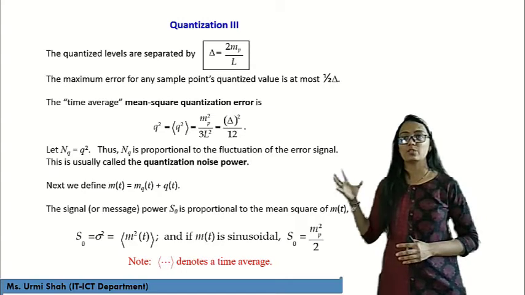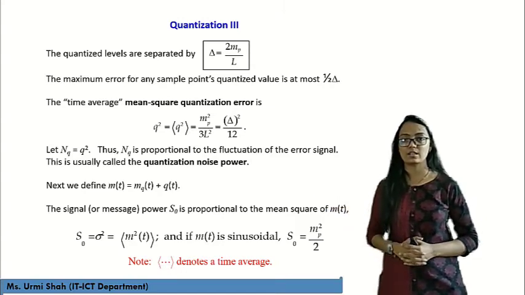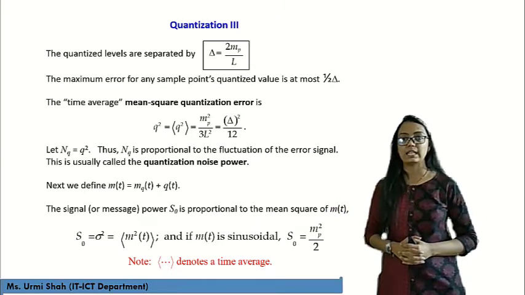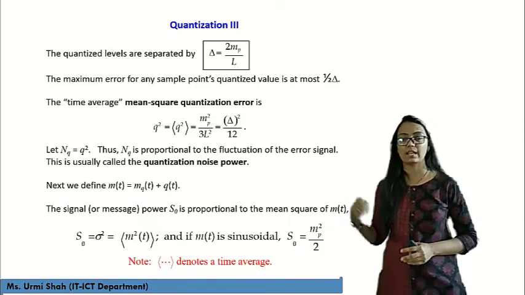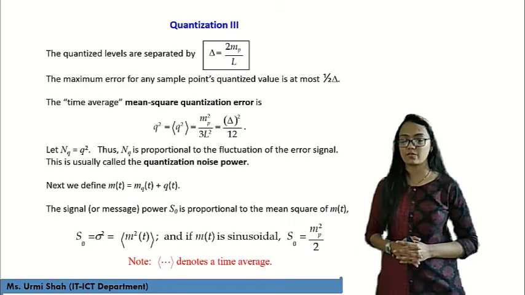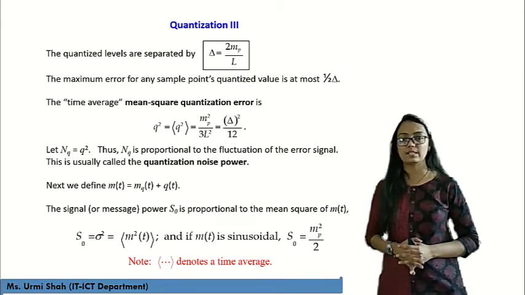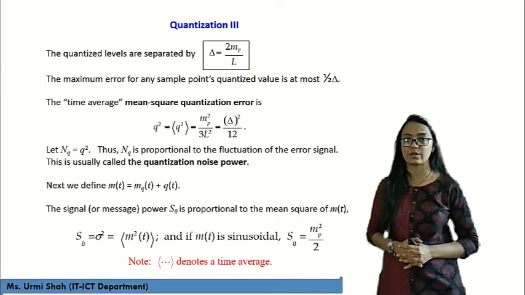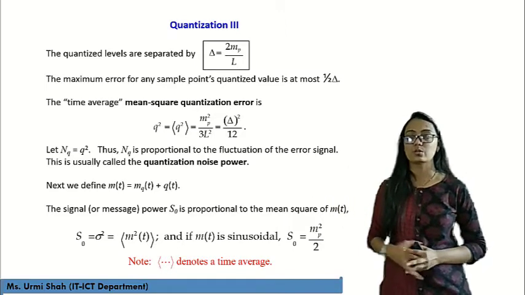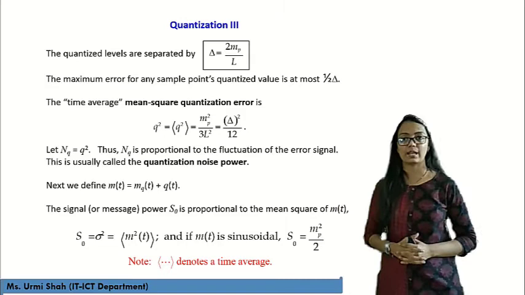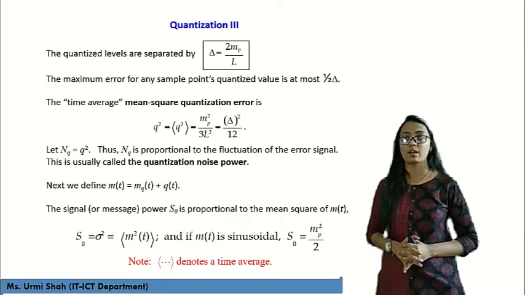So the time average mean square quantization error will be delta square by 12. How is it going to be generated? That is, Q square is our mean square formula, that is MP square by 3L square. So it will be delta square by 12. This way the mean square value can be generated based on the quantization noise value.